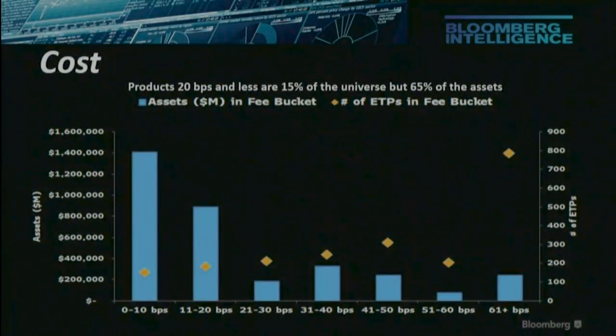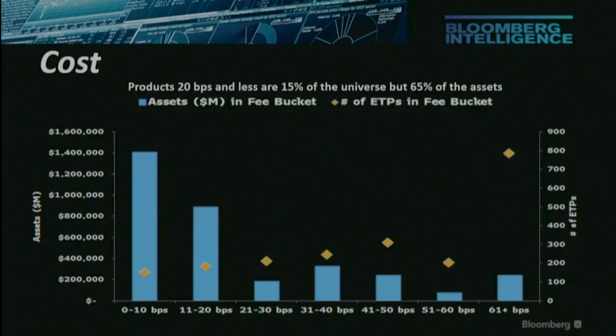Something was mentioned before, and I didn't plan this, but now you can see it visually: the importance of cost. This chart shows the industry broken down by fee buckets of 10 basis points, so 0 to 10, 11 to 20, et cetera. On the left side, products under 20 basis points are only 15% of the universe. So 15% of the investable products are lower than 20 basis points, but they control 65% of the assets.